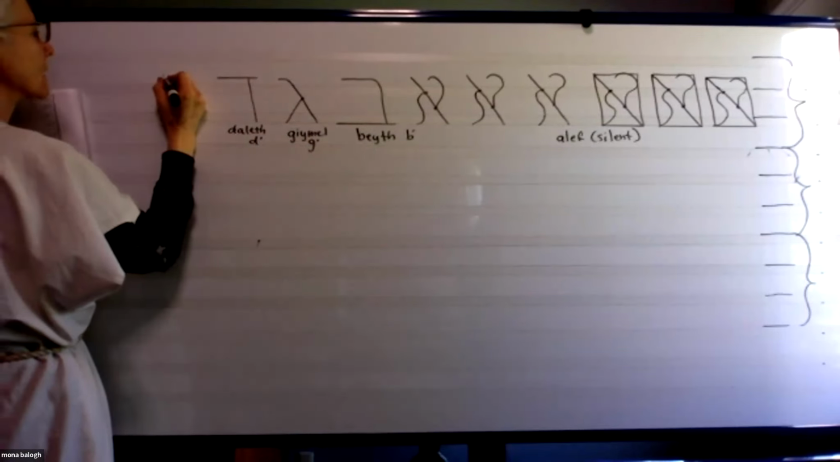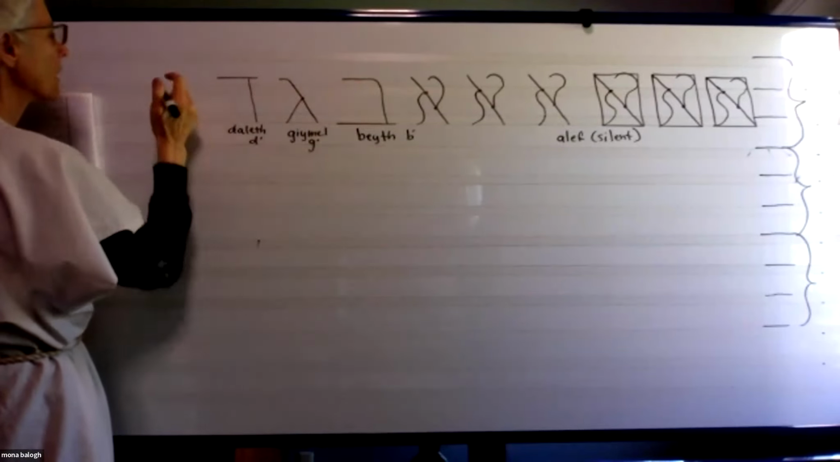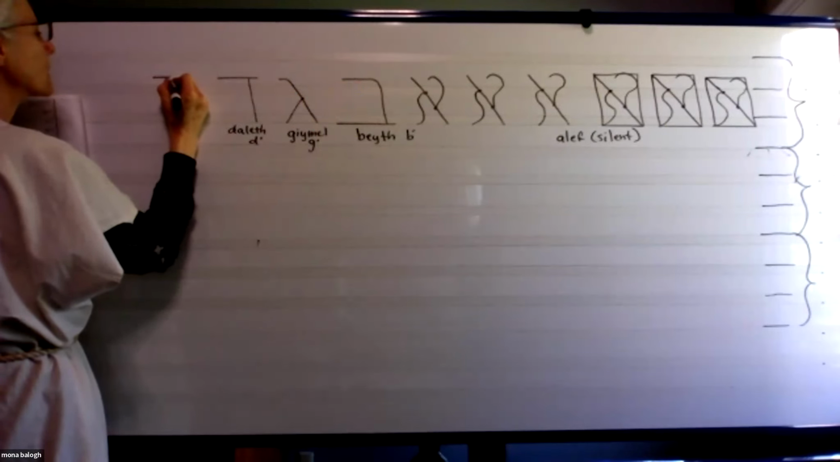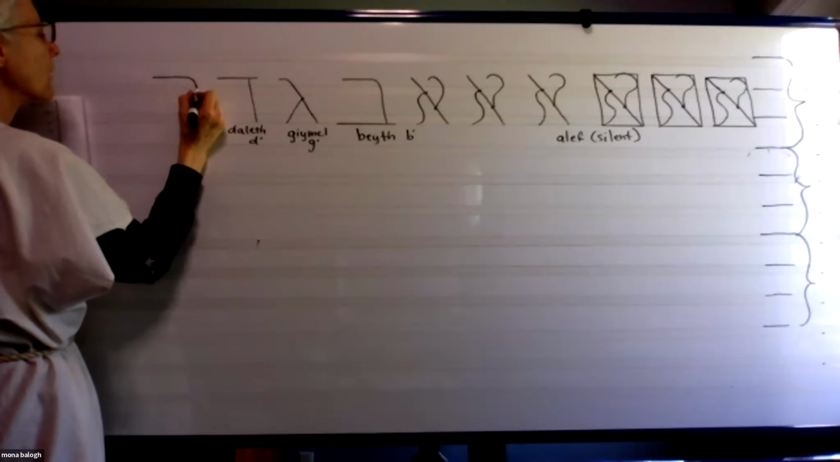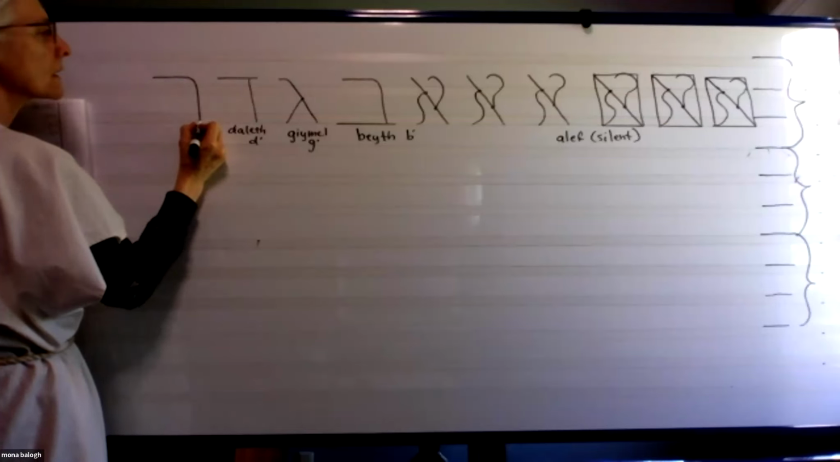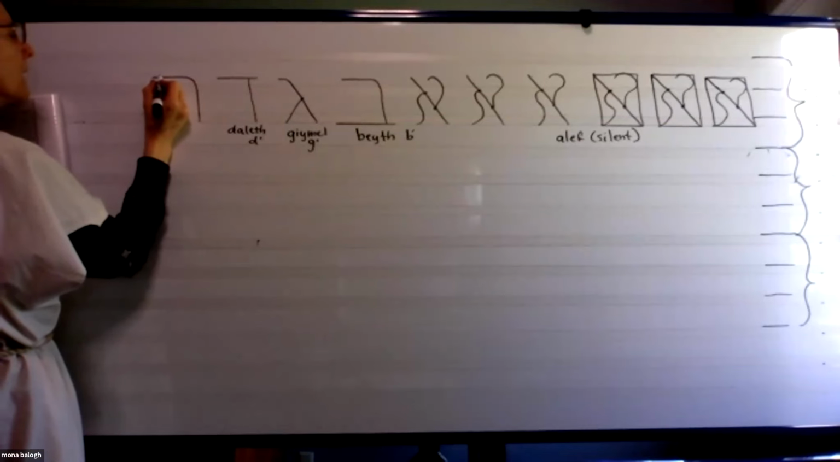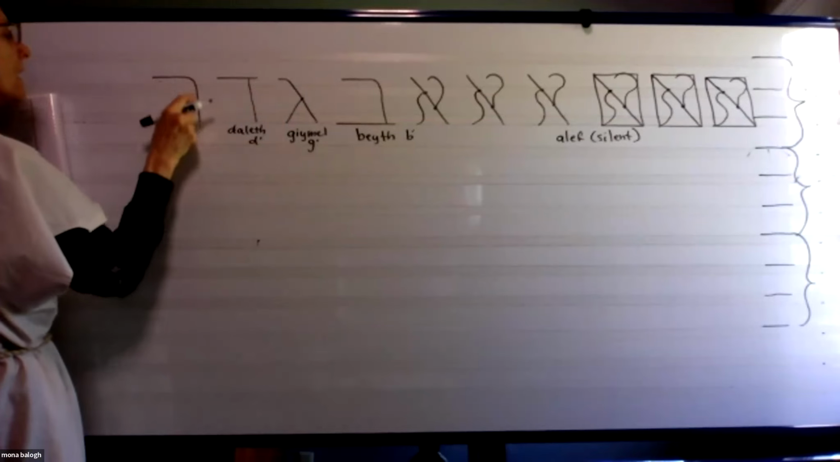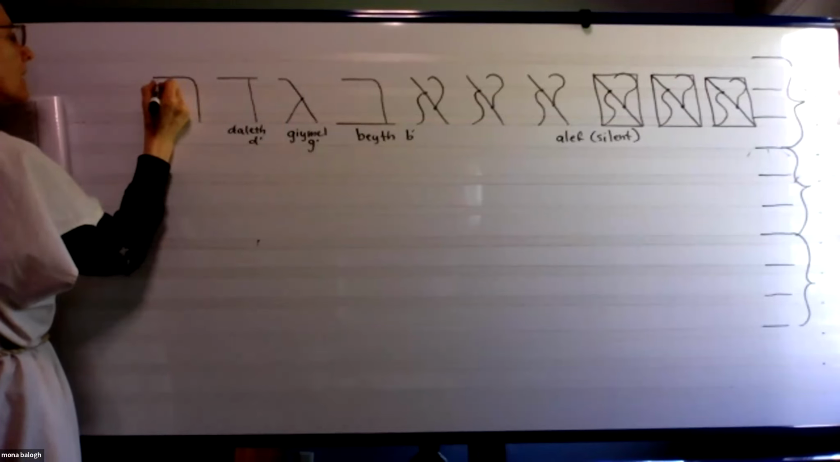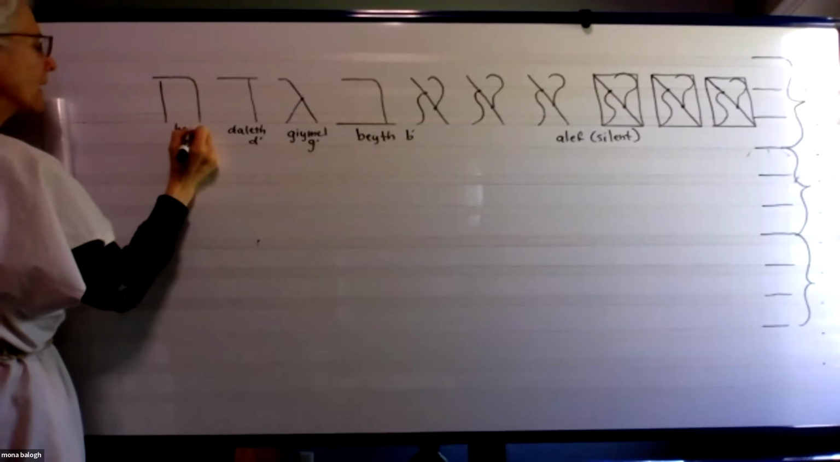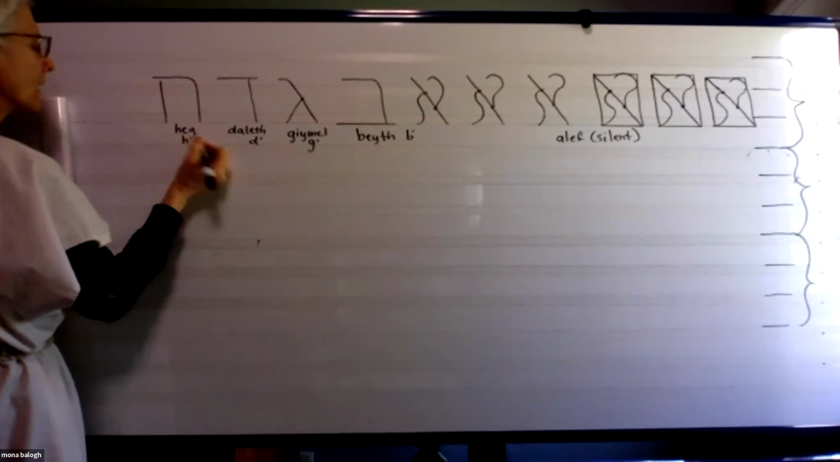Hey is next. Now we're going to do another Resh form. Start in the upper left, come across and curve down. It's a Resh form. Then come to the upper left, come in a little bit and down, and make a stick that is not connected to this Resh form. A stick down. That's Hey. That has the H sound.